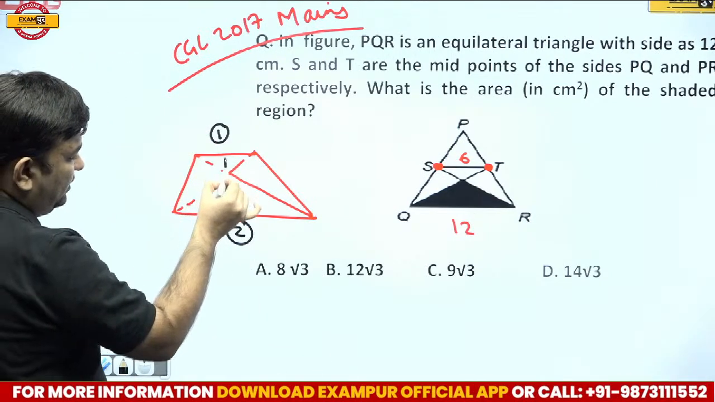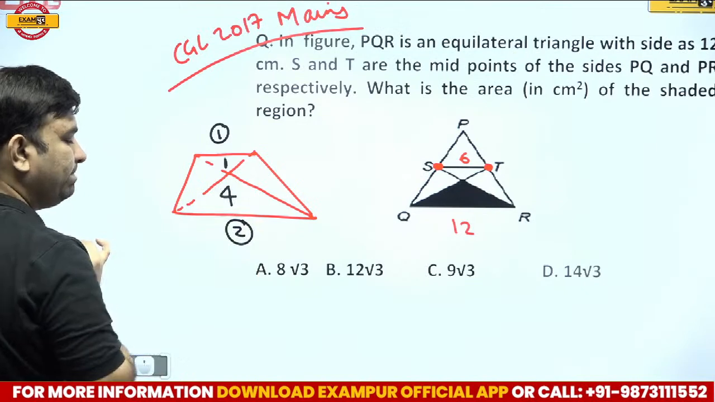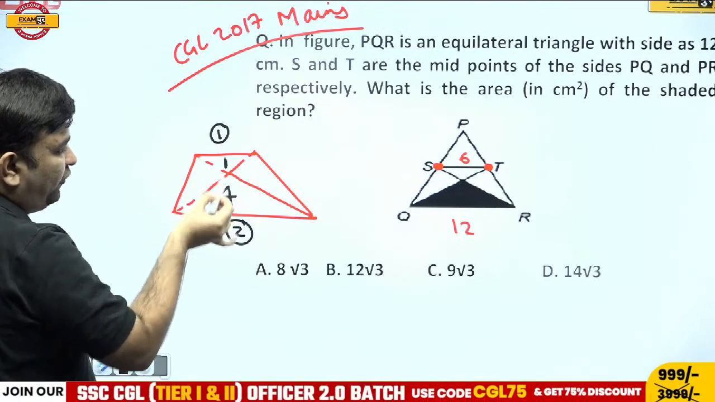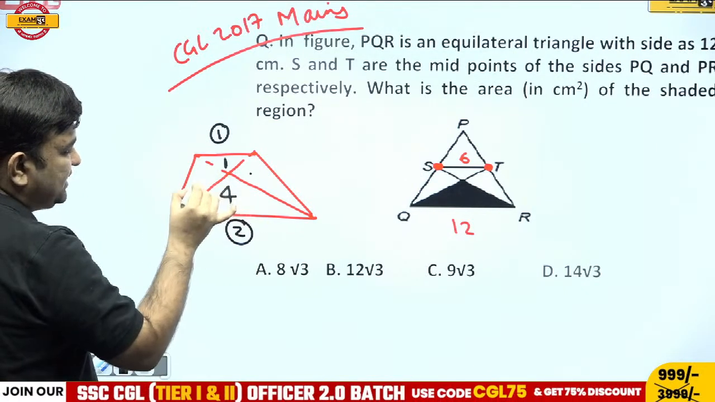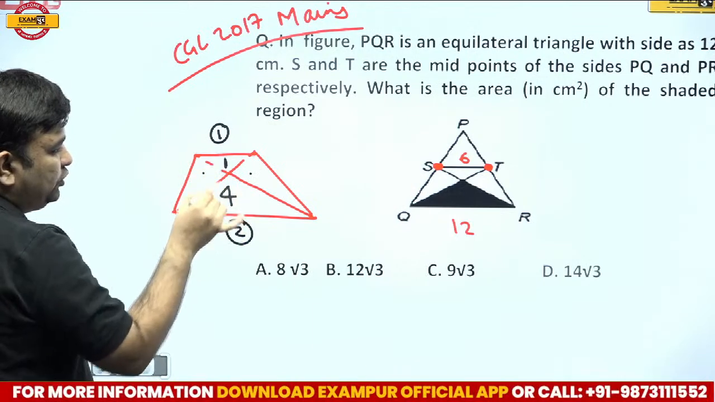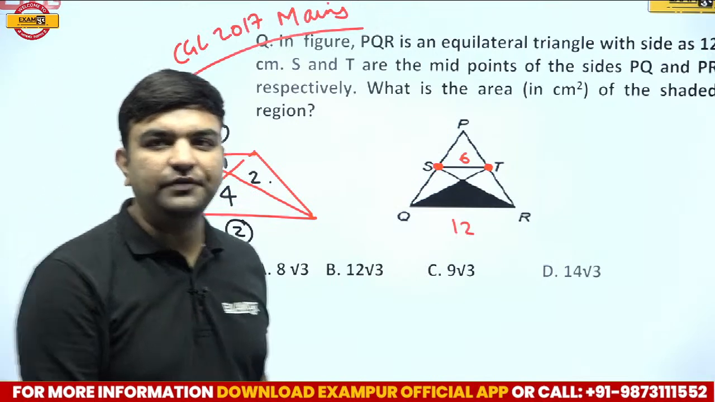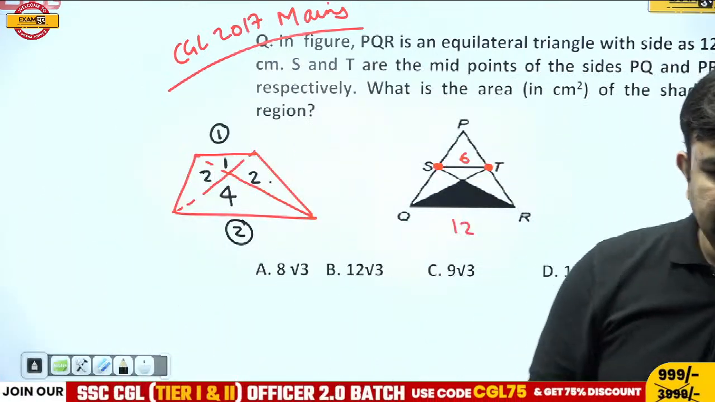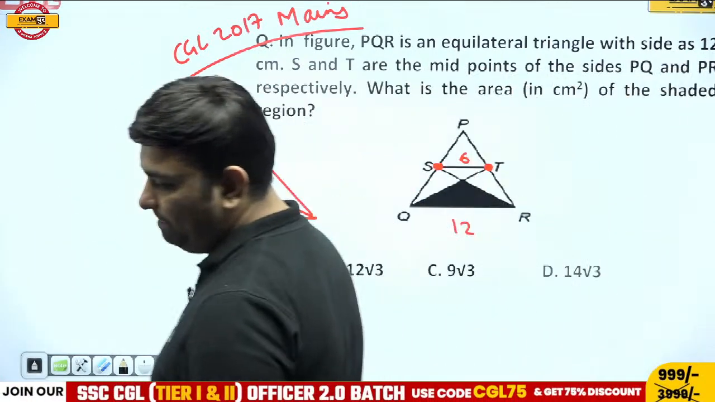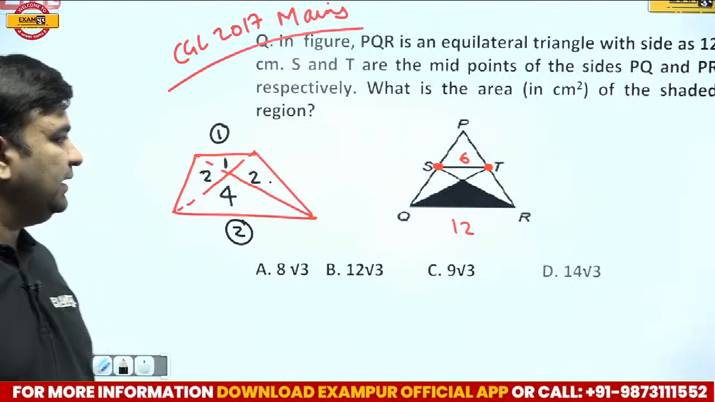1 squared is 1, 2 squared is 4. So 1 into 4 is 4. These two parts are equal. Divide 4 into 2 equal parts, 2 each. This is the division of the area.